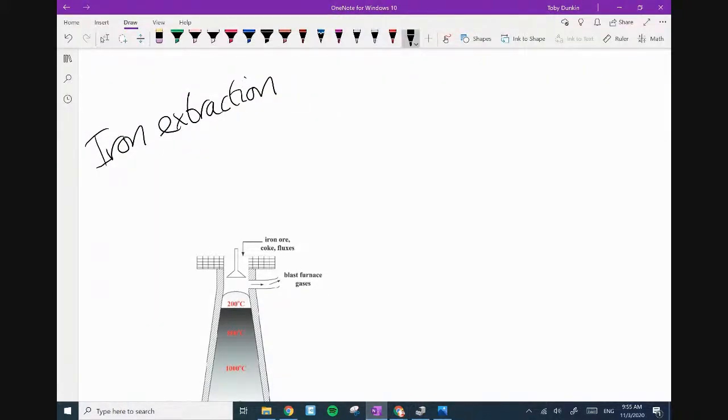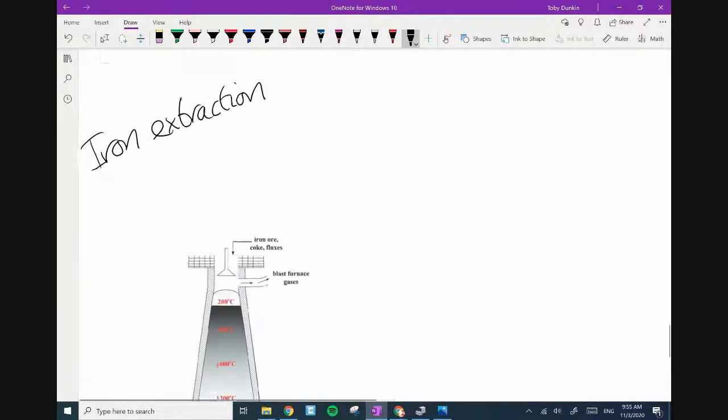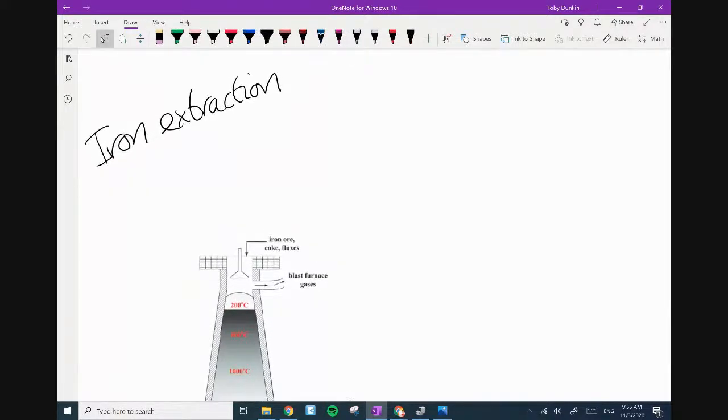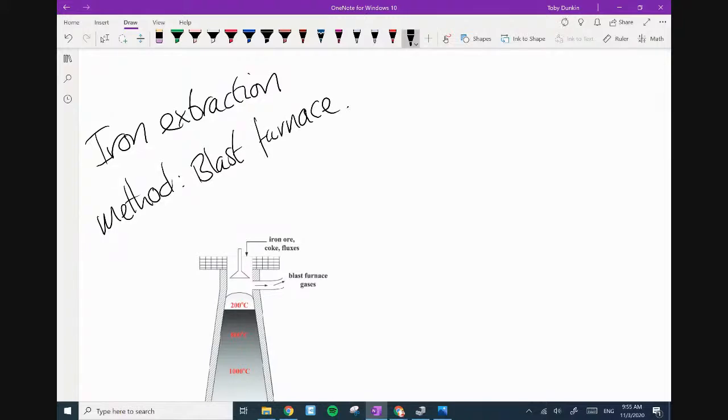So iron extraction. Now, just to tell you, by the way, that copper and I believe zinc is also extracted this way. Yeah, so iron extraction, the method used is called the blast furnace. It's called the blast furnace. And here's what it looks like.